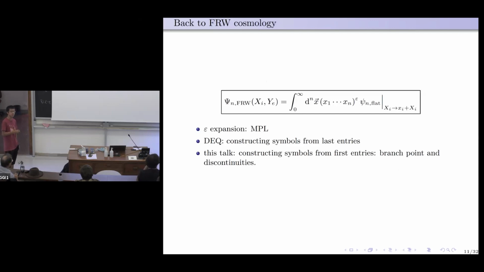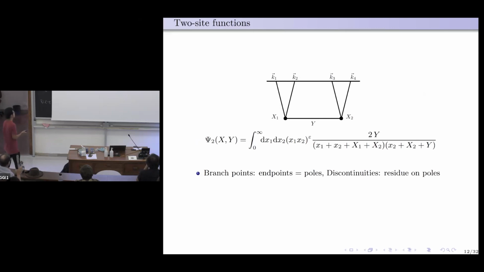Questions so far? Okay. So let's move back to the simplest case, the general two-site function on FRW cosmology. Here there is the non-single-valued factor and the differential form corresponding to the flat space correlator. Now note that here I have added one numerator so that its leading singularity is just one. And since the only kinematic dependence in this integral lies in the poles of the integrand, the branch point only happens when the endpoint of the integral intersects with the poles of this integrand. And also the discontinuities around this branch point are thus the residues of the integrand on these poles.